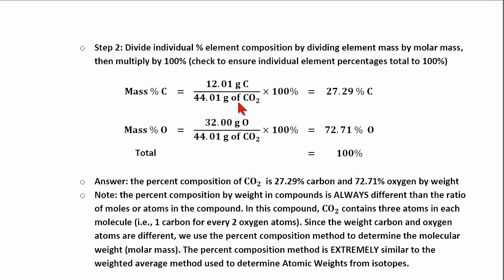Next, we simply take the relative proportions of it. So we know that there's 12.01 grams of carbon. We know the total mass. We multiply it by 100%, and we get 27.29% carbon. We do the same with oxygen. We get 72.7% oxygen for a total value of 100. So really, we're just taking the percent by mass of carbon, percent by mass of oxygen, multiplying it by 100, dividing by the total amount, and that's how we get our percentages. It works the same way no matter how many elements are in the molecular formula.